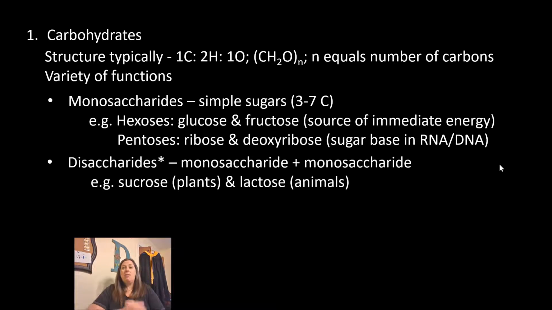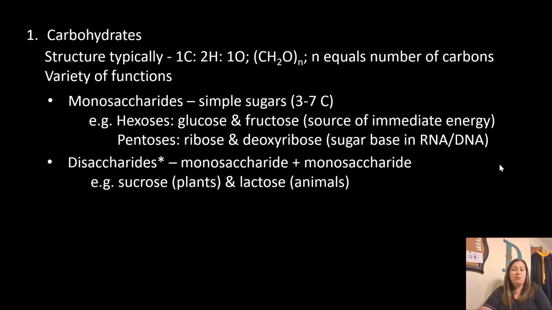Now, we can put 2 monosaccharides together, and when 2 of them come together, it's called a disaccharide. This is a monosaccharide plus a monosaccharide. Some common disaccharides are things like sucrose. Sucrose is how plants transport the sugar that they make through photosynthesis. And in animals, we see it mostly as lactose. Lactose, guys, is the type of sugar you find mostly in milks.